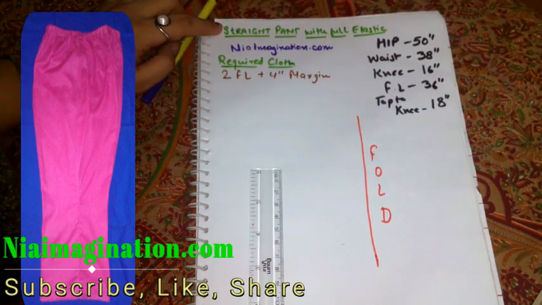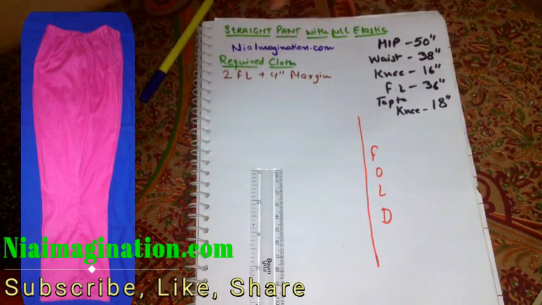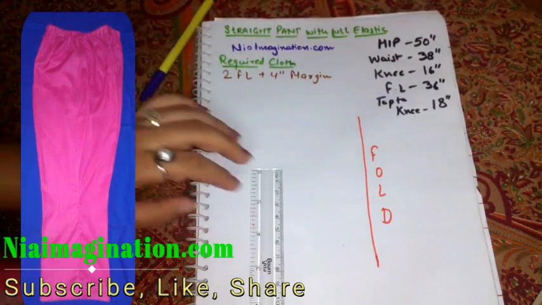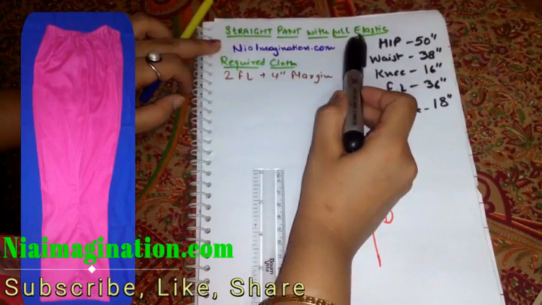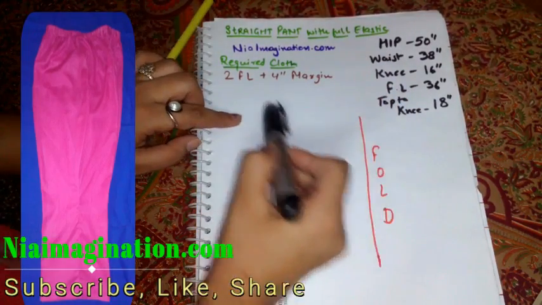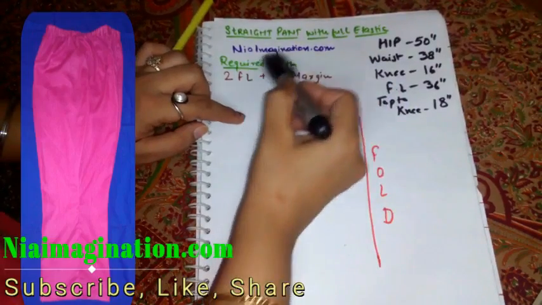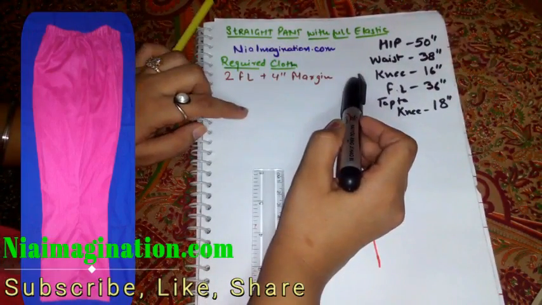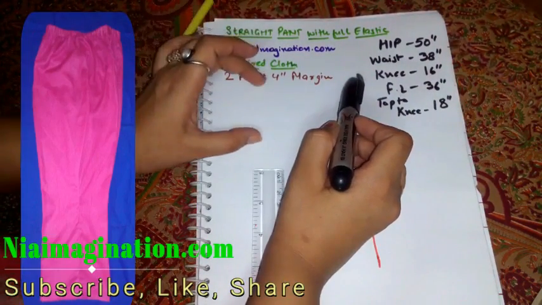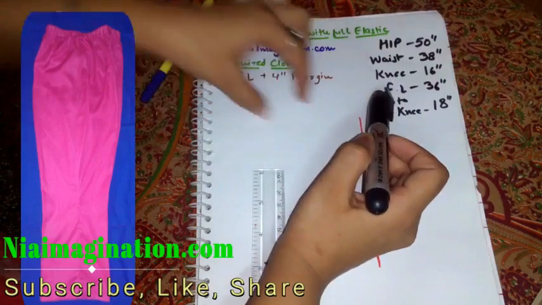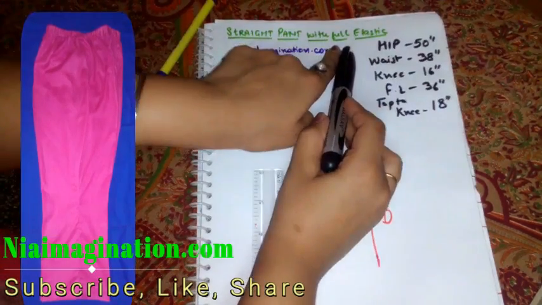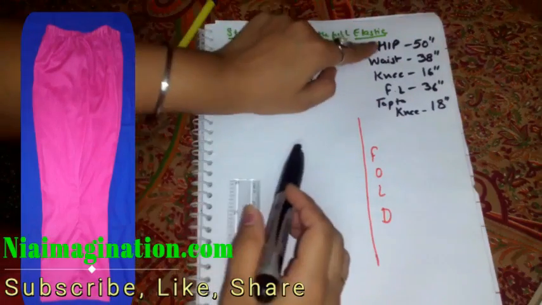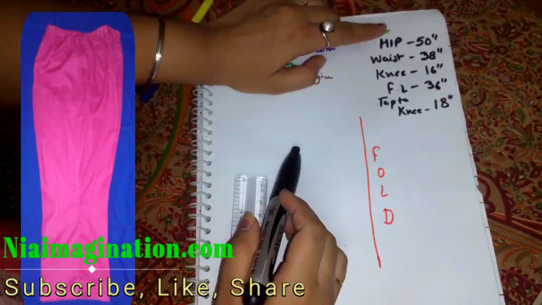Today I'm going to teach you how to sew a straight pant having full elastic. Today I'm teaching to make this straight pant with full elastic. If you want to make this with half elastic and half belt, then you can visit my previous video. I provide the link in the description box, so please visit that to follow it. If you want to apply some pockets or zip, even then you can visit my previous video. This is the simple straight pant.